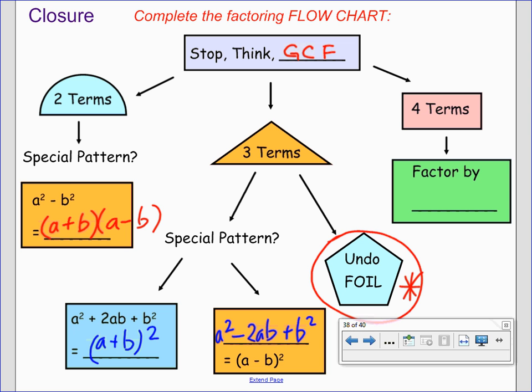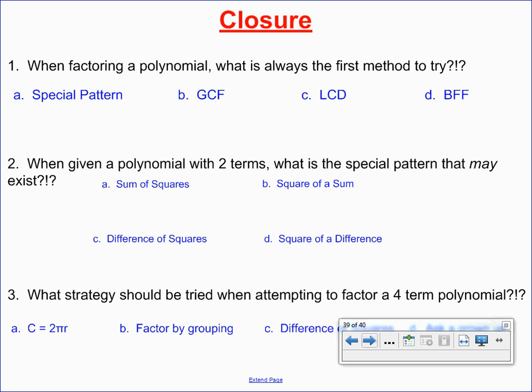You guys don't have it in the note sheet though, because it was at Copy Center. And lastly, if there are 4 terms, that was our final strategy. What could be a candidate for factoring by grouping if there's 4 terms? And we'll get this next class. All right, so let's go ahead and close it up for the day. Go ahead and select the correct response.